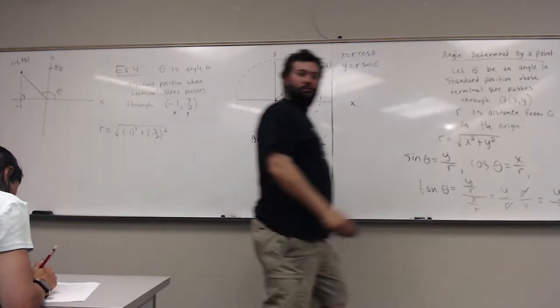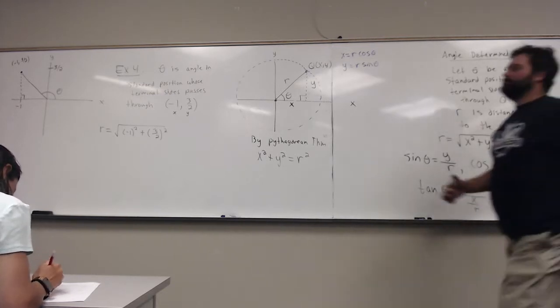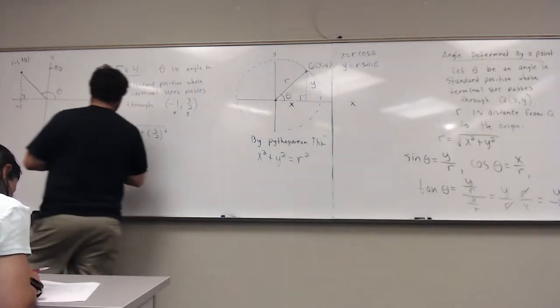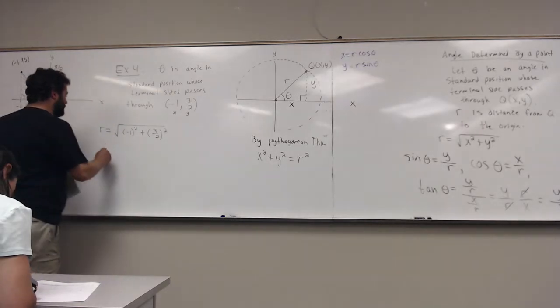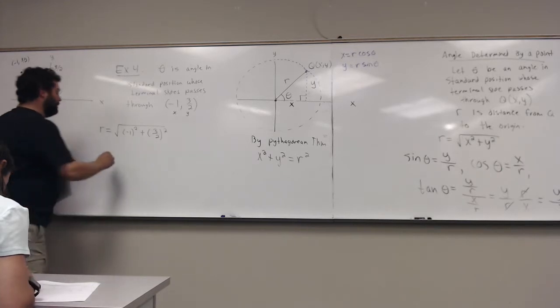I got 3 square root 5 divided by 5. You got what? 3 square root 5 divided by 5? Yeah, like 3 square root 5 on top of 5. Okay, let me check that. That sounds a little bit different than what I got, except you might have a different form.